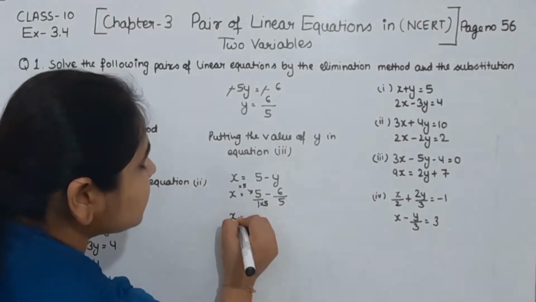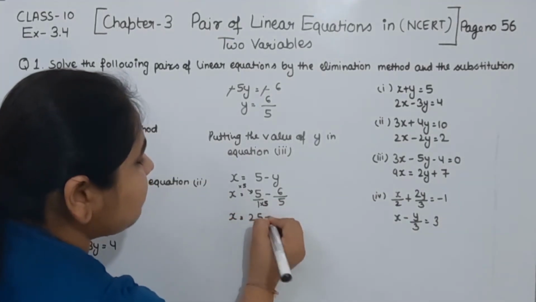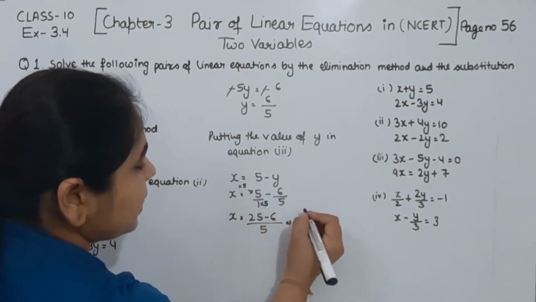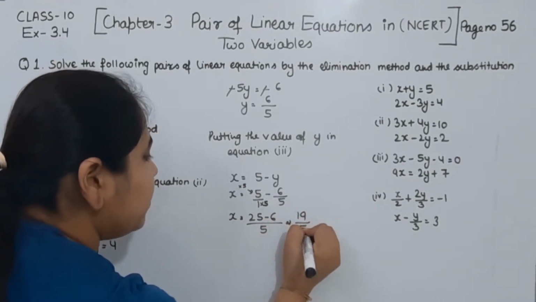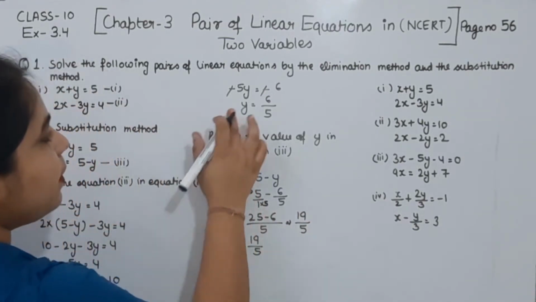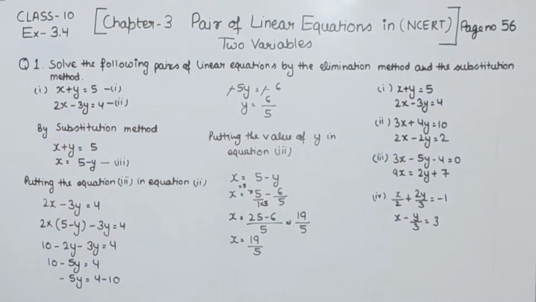This one we are having x is equal to 5 fives are 25 minus 6, and this one we are having 5. 25 minus 6 we are having as equal to 19 by 5. So the value of x we are having is 19 by 5, and the value of y we are having is 6 by 5. This one we are having is part 1.